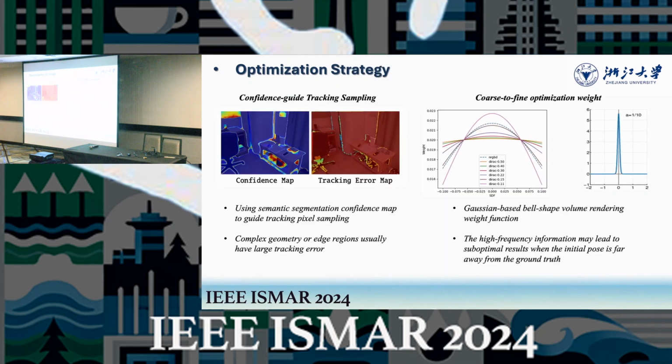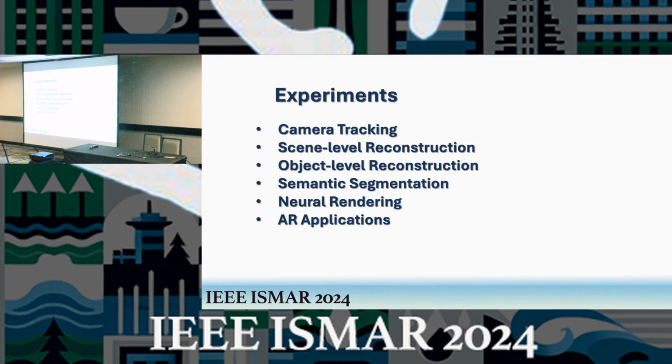We apply 2 optimization strategies for our system. We use the segmentation confidence to guide pixel sampling, which can avoid areas with large errors during camera tracking. Besides, we use progressive optimization strategies to make loss convergence stable. The high-frequency information may lead to suboptimal results when the initial pose is far away from the ground truth. In the following, we show our experimental results from different aspects.